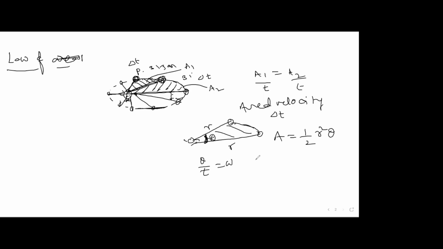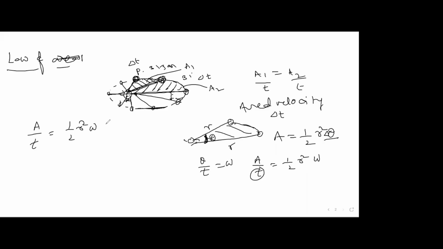So if I want the areal velocity, A by t, that becomes half r square times the small angle delta theta by delta t. If I divide by time here, okay, listen, delta theta by delta t is called angular velocity omega. So half r square omega. Therefore, you can find that the areal velocity is given simply by the formula half r square omega, where omega is the angular speed of the planet around the sun.